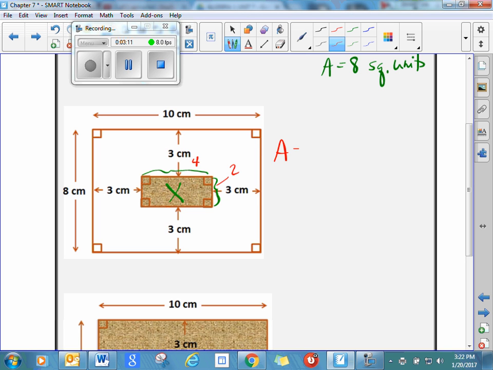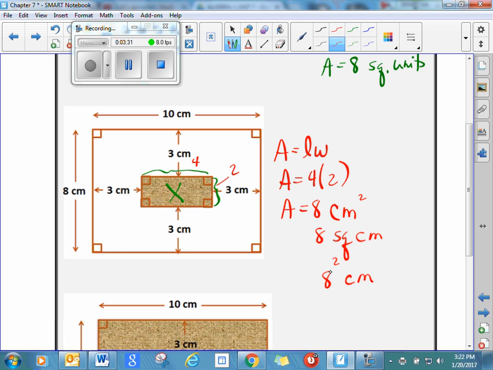So now we're ready to just plug in our formula. Area is length times width. Area is 4 times 2. Area is 8, and it's square centimeters. So you can either write it like this, or you can write it this way. But it is not 8 squared centimeters, because 8 squared is 64. So either one of these ways is great.